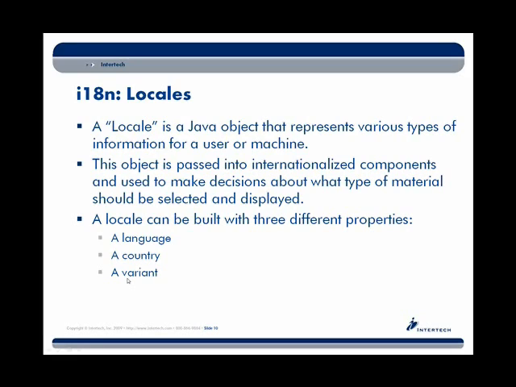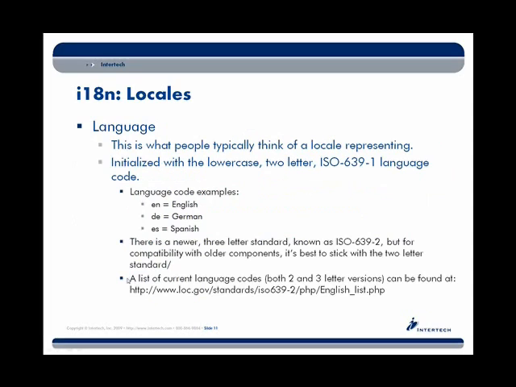And what happens is then at runtime, this object is passed around into various helper objects and methods that are going to use that object to make decisions about what type of materials should be displayed for the actual user. Now, when you build a locale, you have 3 different properties that you can potentially use: a language, a country, and a variant.